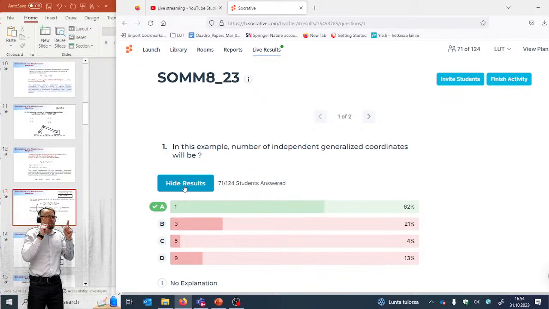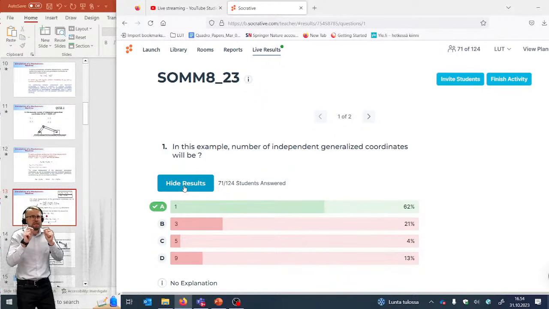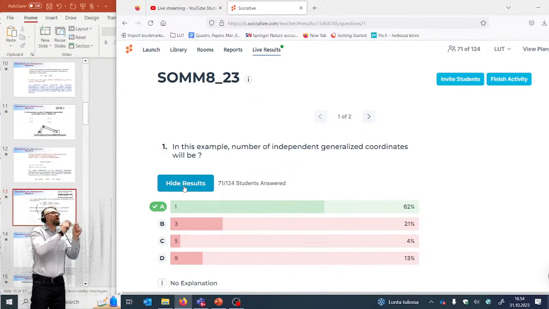But let me mention this again. The number of degrees of freedom is equal to the number of independent coordinates, which is equal to the number of unknowns. It used to be, remember, generalized coordinates plus constraint equations. Now it is minus. So now if you have a pendulum, what is the number of unknowns when you're using the embedded technique? One.